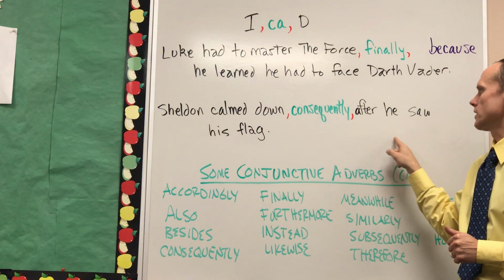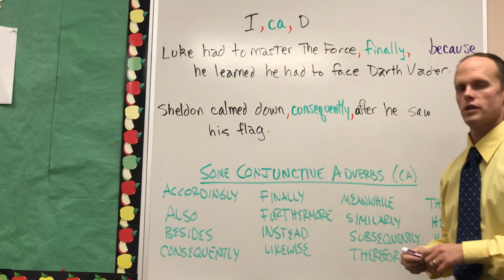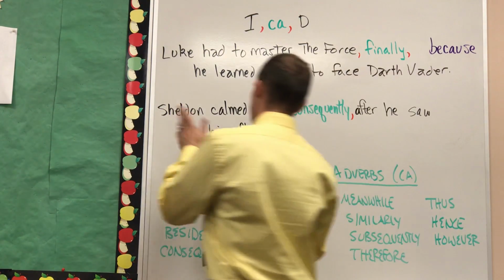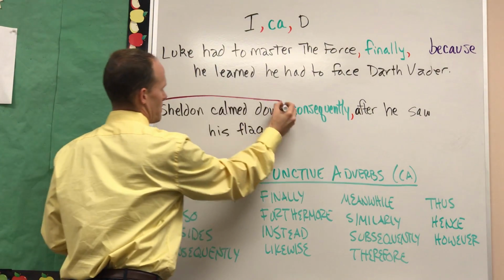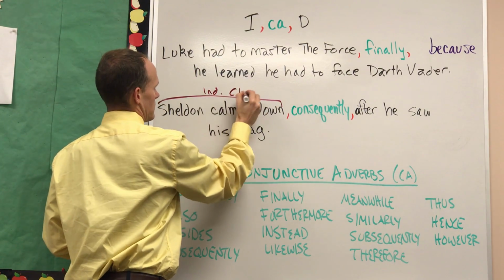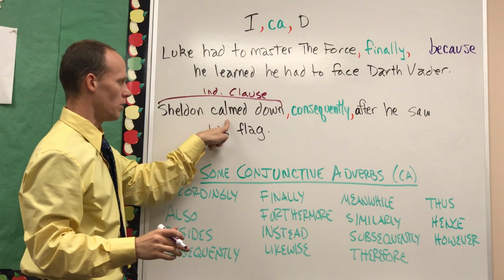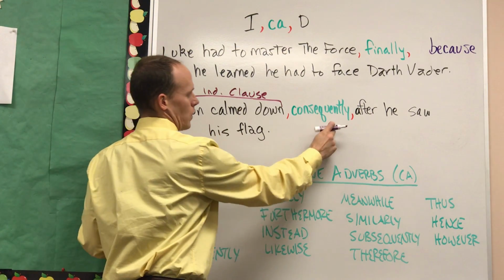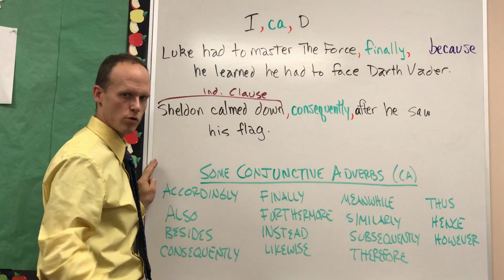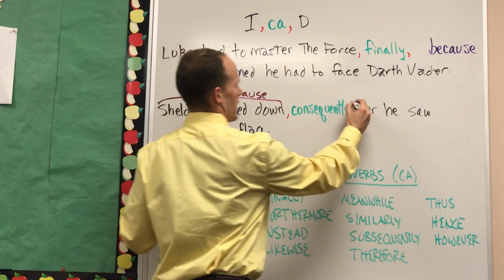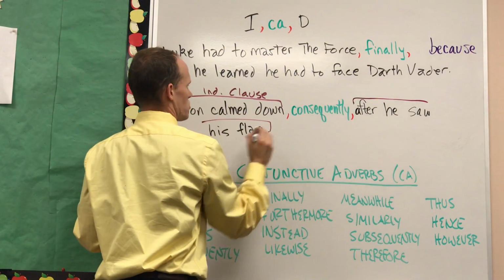Sheldon calmed down, consequently, after he saw his flag. Good for Sheldon. This right here is my independent clause. Okay, it can stand on its own. Sheldon's my subject. Calmed is my verb. Consequently is one of my conjunctive adverbs. It fits.